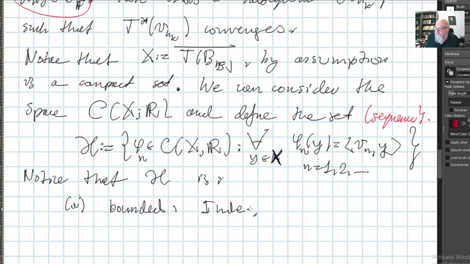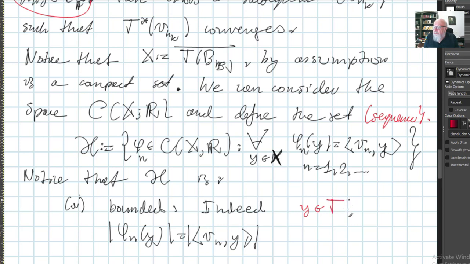Take any function phi n and apply it on y, so put it like this. Take absolute value, so what is this? This will be the same by the definition. This will be phi n of y. But y belongs to the T of B, so what do I have here? I can say that y is equal T of x. You don't need to worry about this closure because this set is dense in the closure.